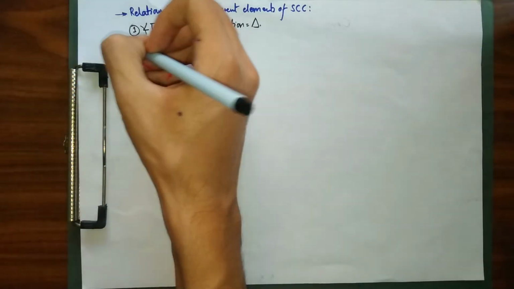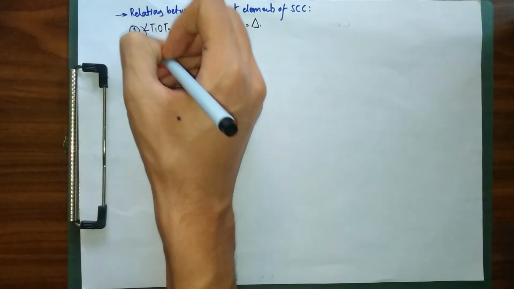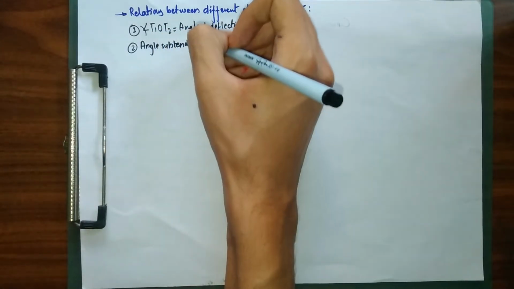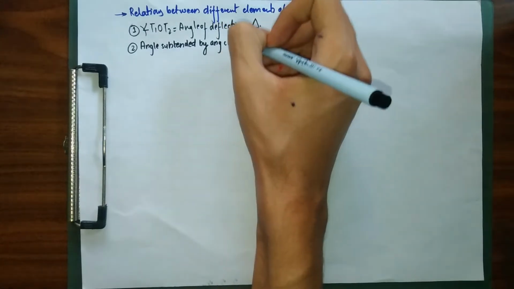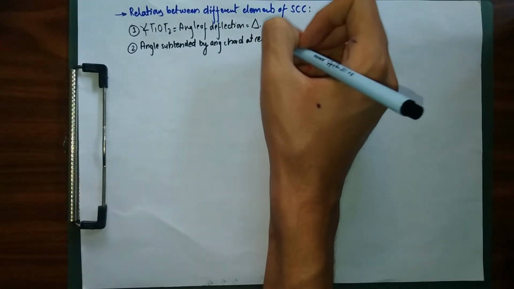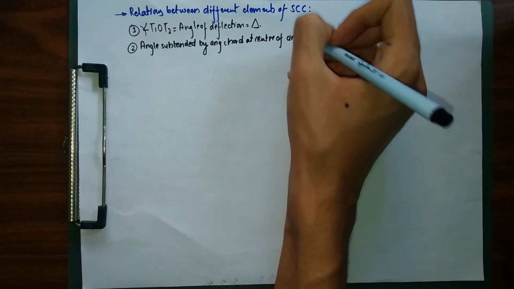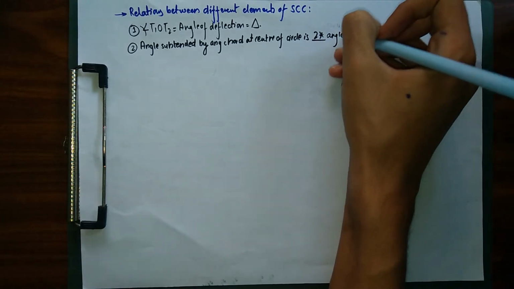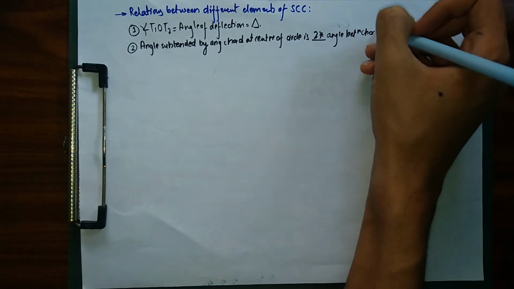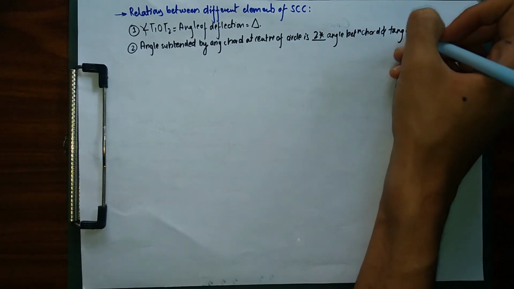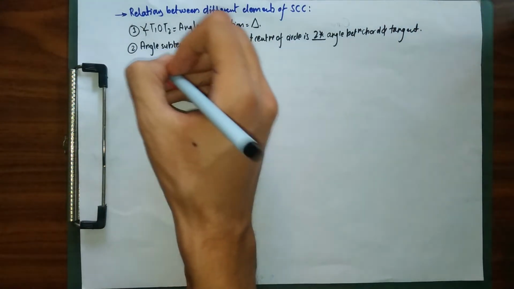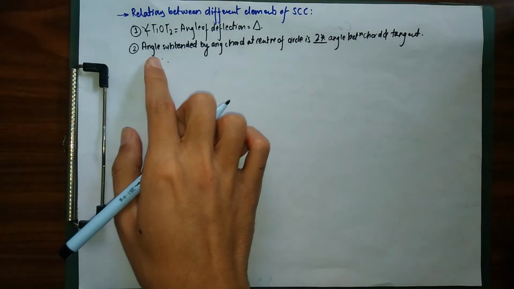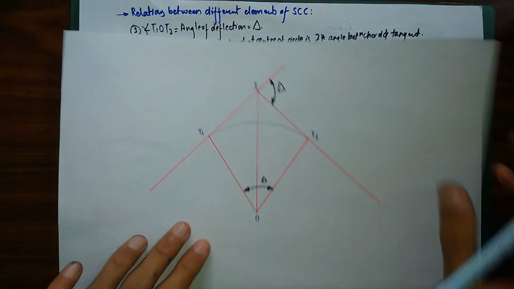So first let me write down the property, which is: angle subtended by any chord at the center of the circle is two times the angle between chord and tangent. So what does this mean? Let me write this down over here. In order to show what this means, the first line says angle subtended by any chord at the center of the circle. This is our center of the circle.